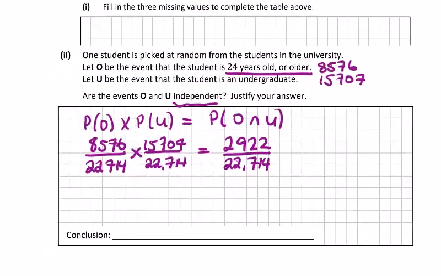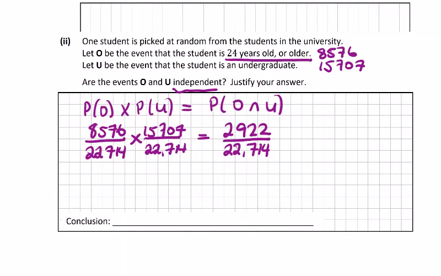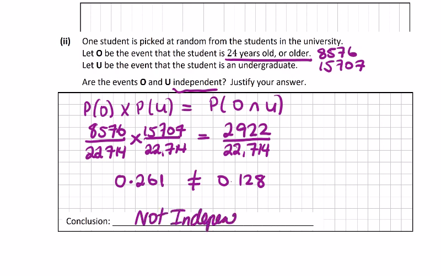So working these out on my calculator, it's going to give me 0.261 on the left. On the right, it's not the same. It's 0.128. So conclusion, not independent. As what you have up above, just rewrite this line.